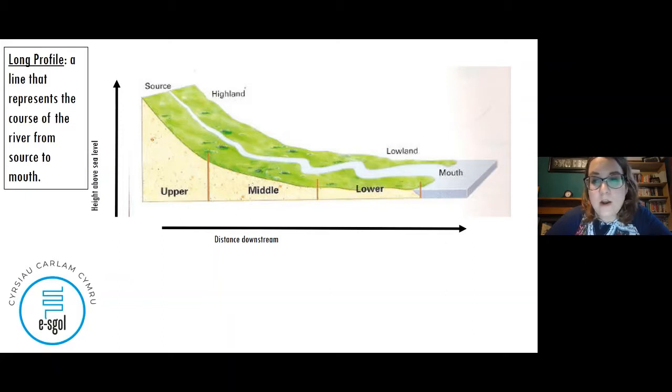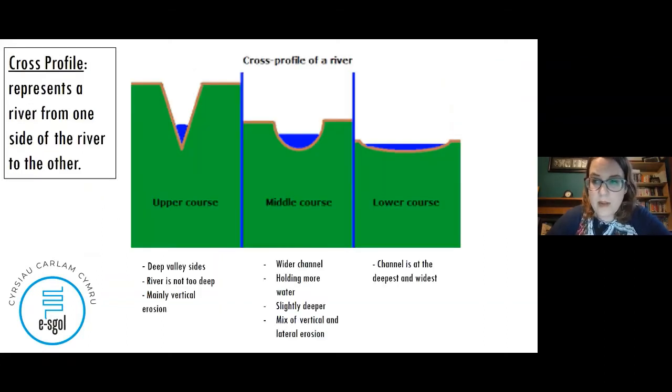Now, when we're looking at our long profile and we see how the upper, middle, and lower courses of the river change, we can also compare that to our cross profile. Now, our cross profile represents a river from one side of the river to the other. I like to remember this by thinking if we were standing in the middle of the river and we were looking at what we could see in the middle of the river, that is our cross profile. We don't really see this because we're not often standing in the river looking up towards the source or down towards the mouth.